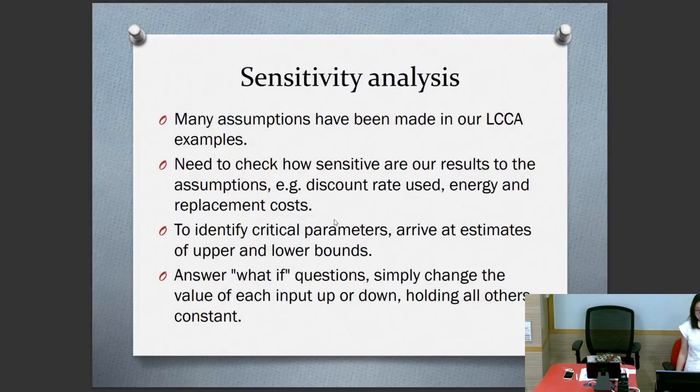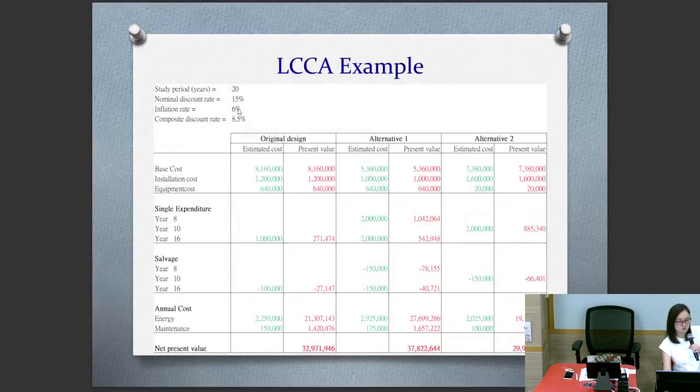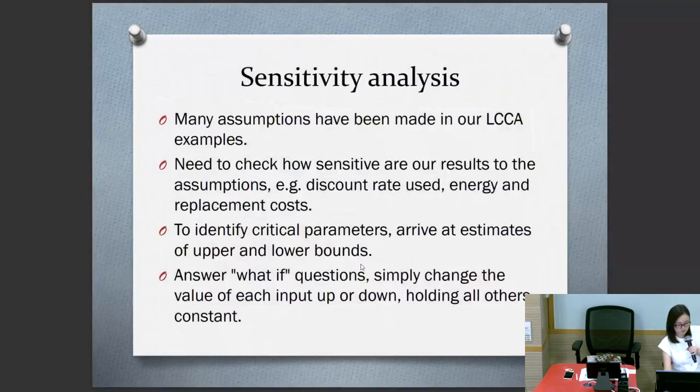So many assumptions have been made in our life cycle cost analysis examples. So we need to check how sensitive our results are to the assumptions. For example, how sensitive would the design be to the discount rate? We use 6%. So what if the discount rate is lower or higher? How much will it affect the net present value? So to identify the critical parameters, arrive at estimates of upper and lower bounds. We can do some sensitivity analysis.